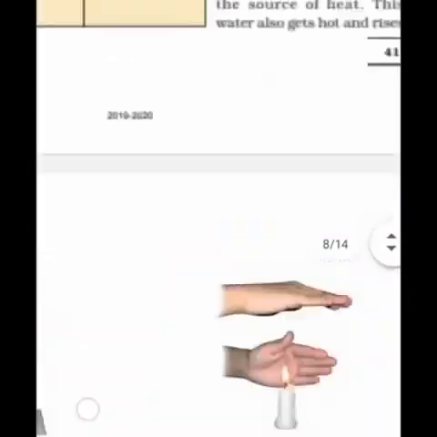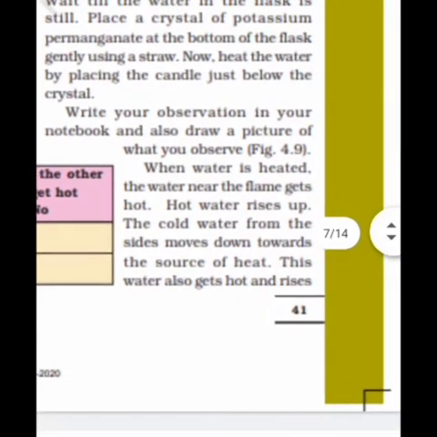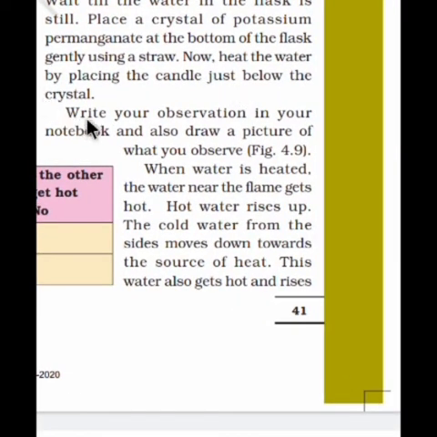Then write your observation in your notebook and also draw a picture of what you observe. You have to observe all the conditions and draw pictures of your observations.